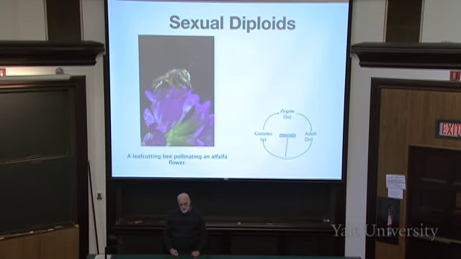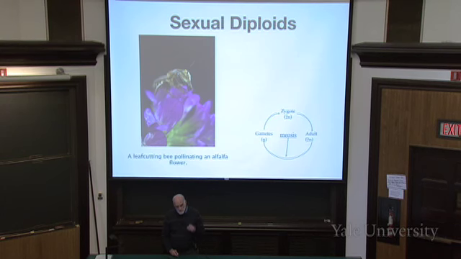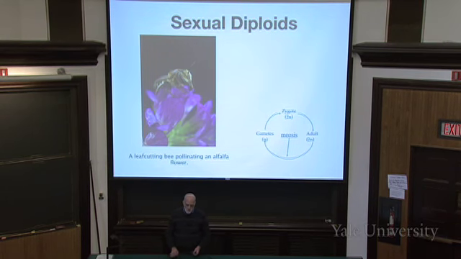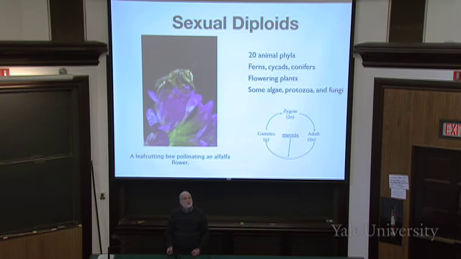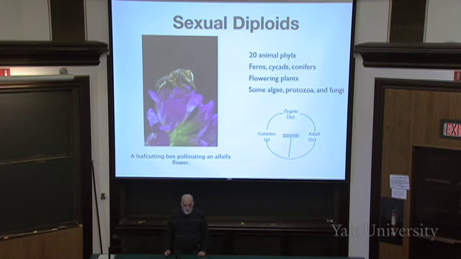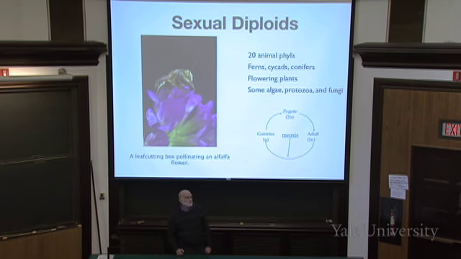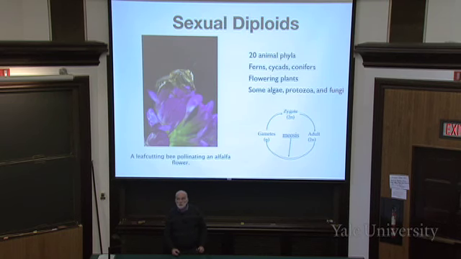Okay, sexual diploids. You guys are sexual diploids. This bee is a sexual diploid, and that flower is a sexual diploid. They have this kind of life cycle. This is sketched here, the one that I talked about earlier. About 20 animal phyla are sexual diploids. Most multicellular plants are, and there are some algae, protozoa, and fungi that are sexual diploids. They include the malaria and sleeping sickness pathogens.